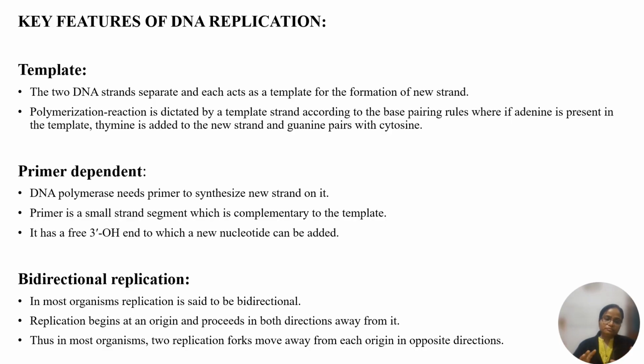But let's just understand and focus on the bidirectional point. So this means that when this bubble is created, this unwinding of the strands starts moving in both the directions. Both the directions means if it's a linear DNA, it is moving in the rightward and the leftward direction. And if it's a circular DNA, it is moving in both clockwise and anti-clockwise direction.